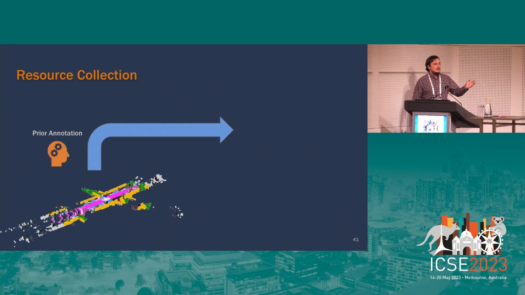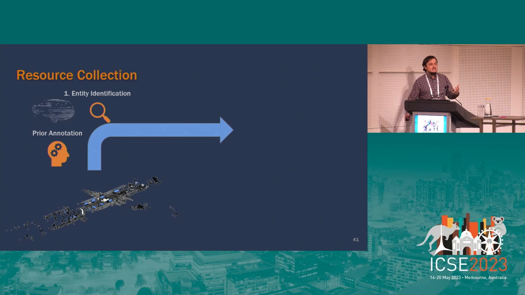Once we have these prior annotations, we go through and we perform entity identification to pick out the key elements of these that we can then use to enrich our future test cases. So let's say I want to work with cars. I will go through and pick out all of the cars that we found earlier. And just to show you what it looks like, the individual car looks like this collection of points.